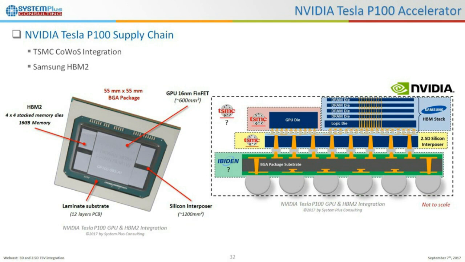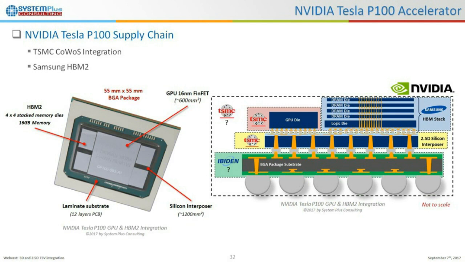Both GPU and HBM stacks are directly connected through a 2.5D silicon interposer, holding also the middle TSV. And this process, called CoWoS, chip on wafer on substrate, developed by TSMC, enables TSMC to directly connect all of the dies at the wafer level, and then at the end, directly connect the final GPU, HBM, and interposer on a PCB substrate.